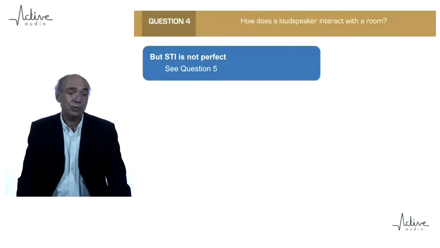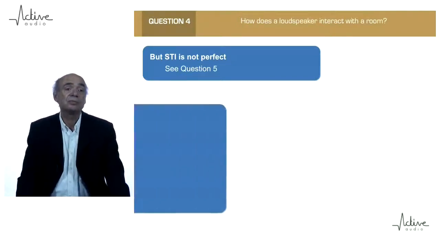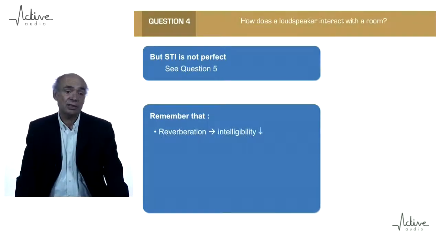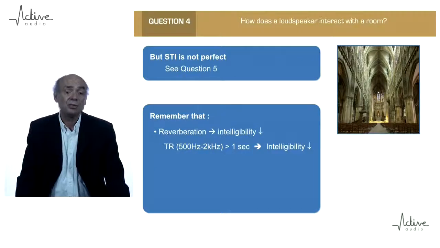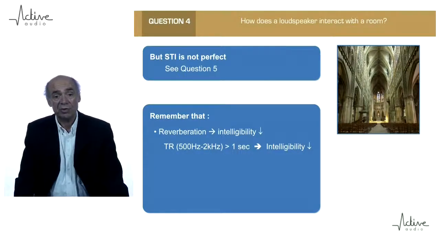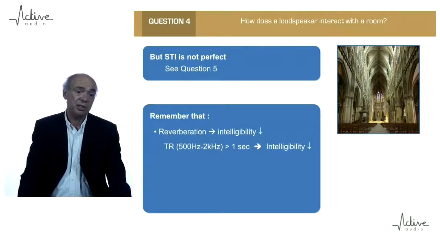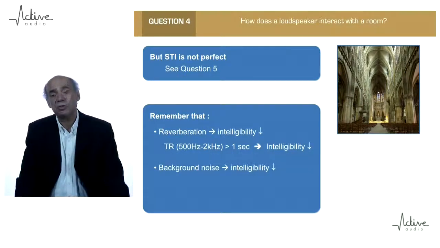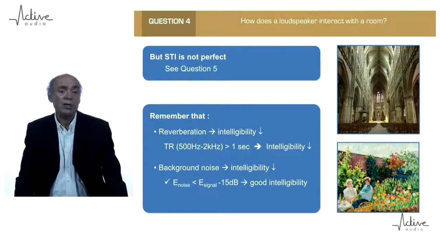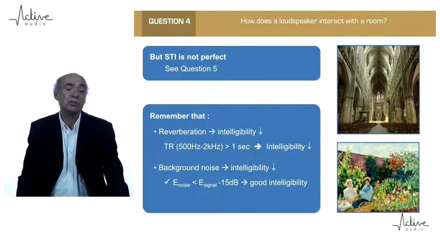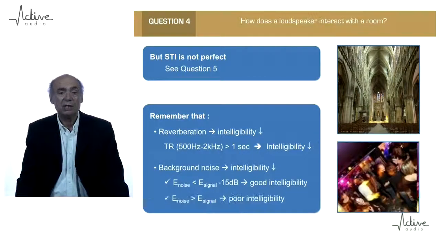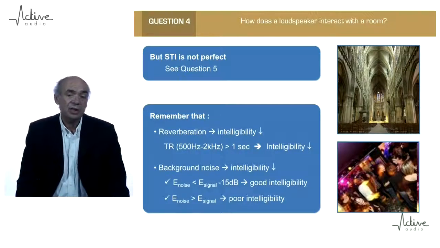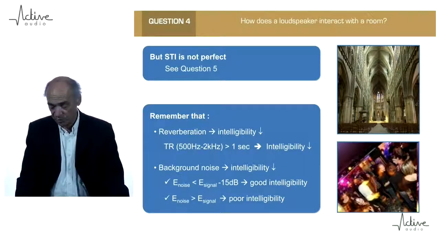STI is not perfect. We will see the limitations in the next question. But let us remember that reverberation tends to decrease intelligibility when it is high. For example, in a cathedral, a very high reverberation time will impair speech intelligibility. Also, background noise tends to decrease intelligibility, especially when the signal-to-noise ratio is below 15 dB. When it is more than 15 dB, it does not affect intelligibility.